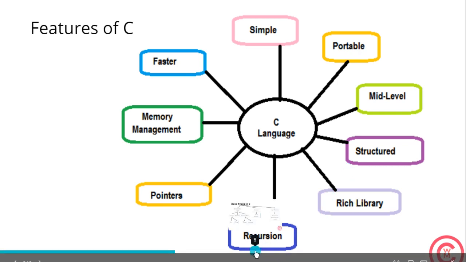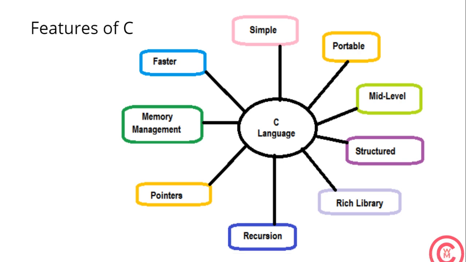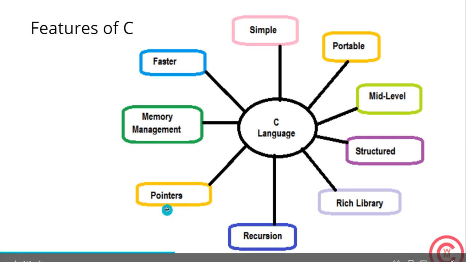So recursion, what is recursion? Recursion is the process of repeating items in a self-similar way. In programming language, if a program allows you to call a function inside the same function, then it is called a recursive function. C programming language supports recursion, a function can call itself, so that is recursion.